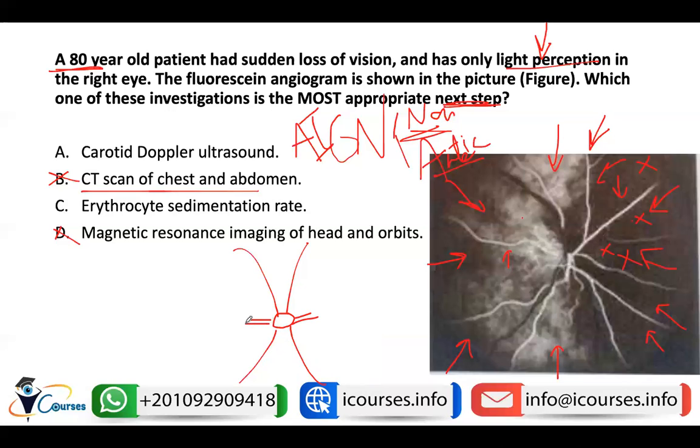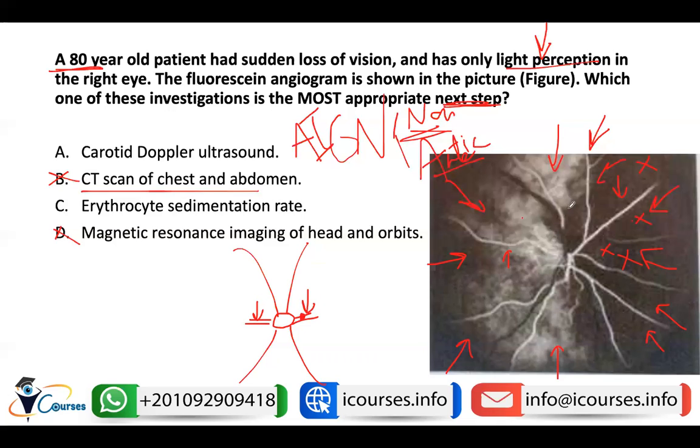And in case of giant cell arteritis, what happens is that there is vasculitis. This is a vasculitis disease. So there will be vasculitis affecting the long posterior ciliary arteries. And what happens after that? There will be occlusion of the posterior ciliary arteries. So suppose that this artery is occluded by the vasculitis of giant cell arteritis.